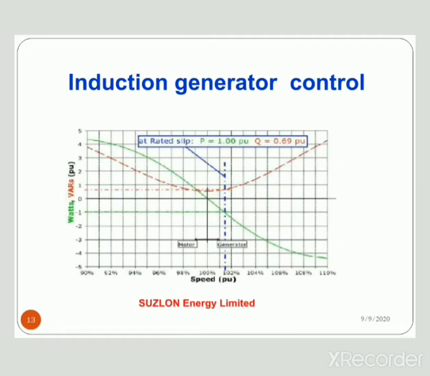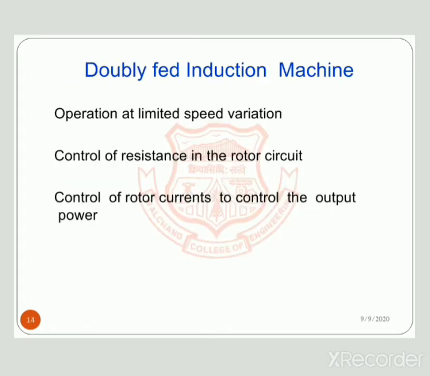Next is the graphical presentation of induction generator control. We have the reading from Suzlon Energy Limited, power with respect to speed. In the graphical presentation, at rated slip, the power is 1 per unit, and the power factor is also 0.69 per unit. So according to these calculations, the overall system is reliable.